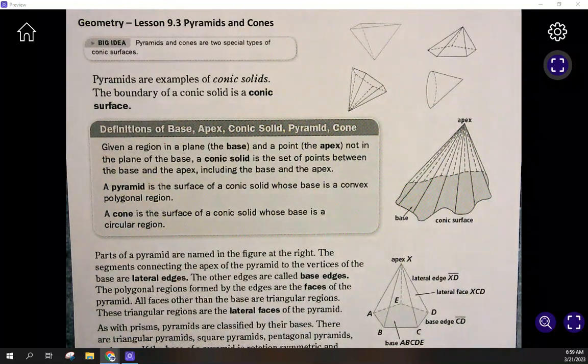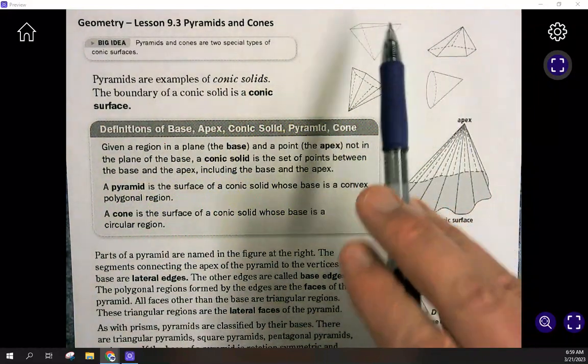This is geometry lesson 9.3. We are now looking at pyramids and cones. So very similar to the cylinders and the prisms that we looked at in 9.2. Pyramids and cones are two special types of conic surfaces.